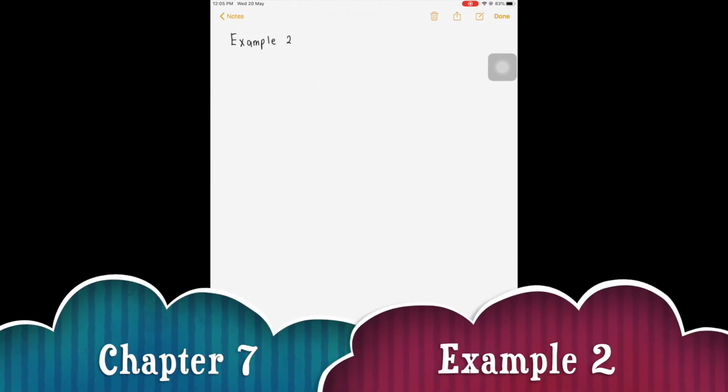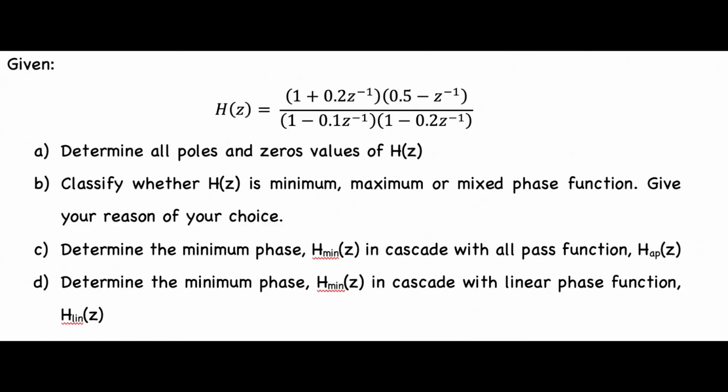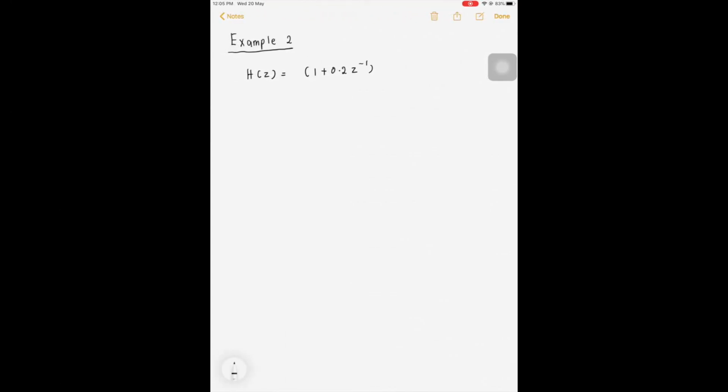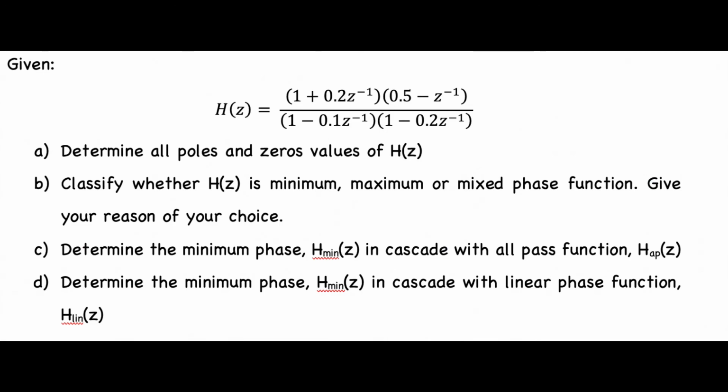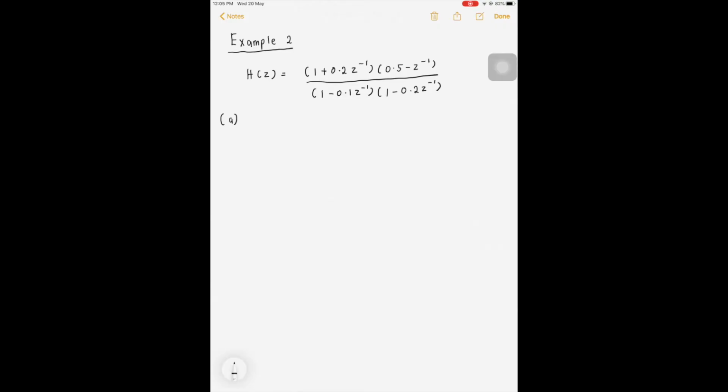Okay, next we move to example number 2. In example number 2, given H(z) in the z domain. So first, the question is determine all poles and zeros value of H(z). This one is basically the basic question. So you have to determine the poles and zeros value.